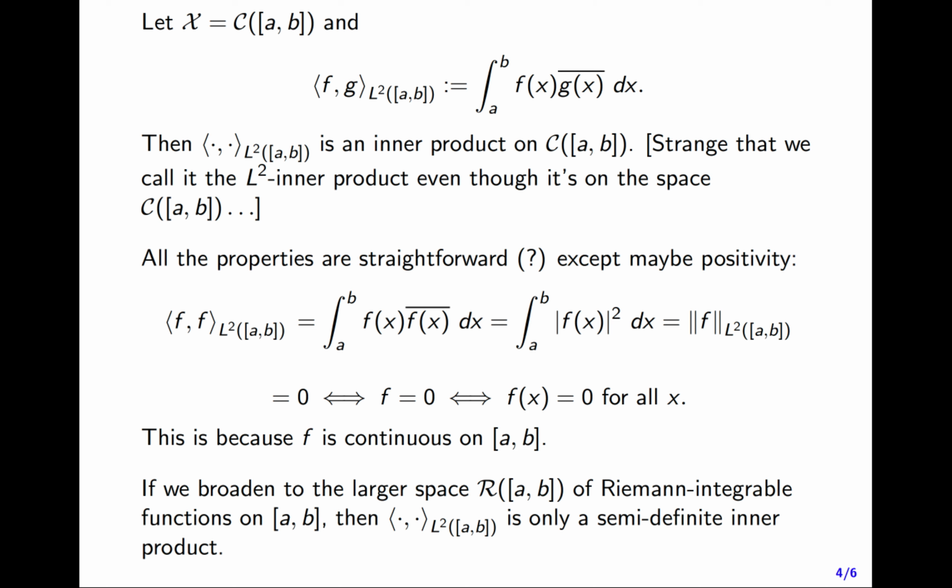So we definitely retain all the properties of the inner product for the L2 inner product on the continuous functions. If, however, we work on the larger space of Riemann integrable functions on a to b, then this map is only a semi-definite inner product because the L2 norm is only a semi-norm on the space of Riemann integrable functions.